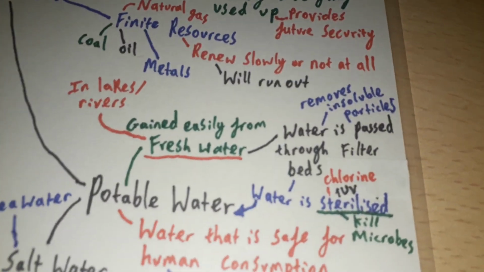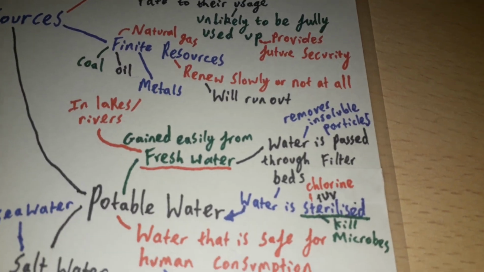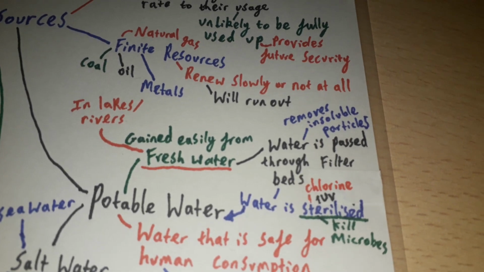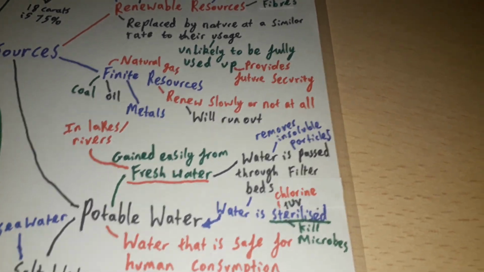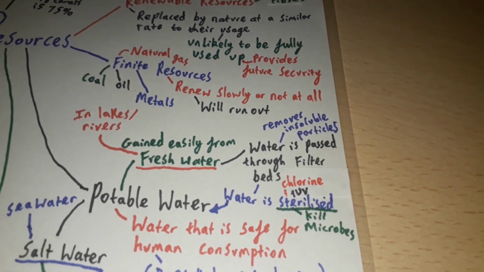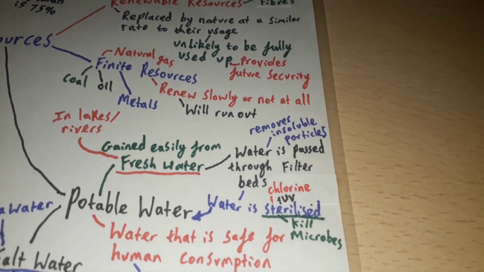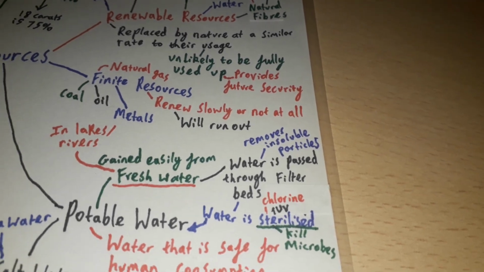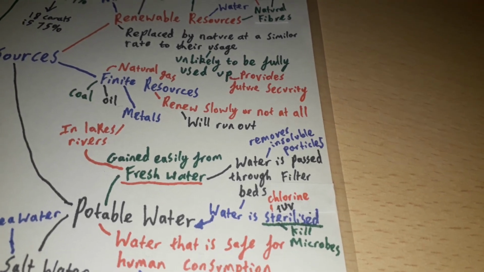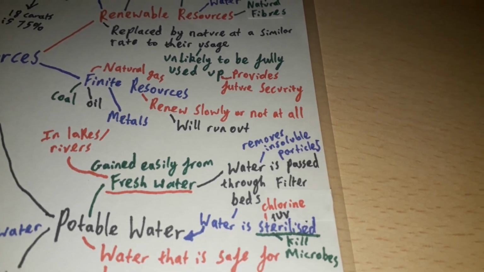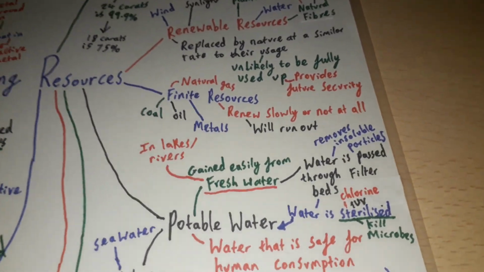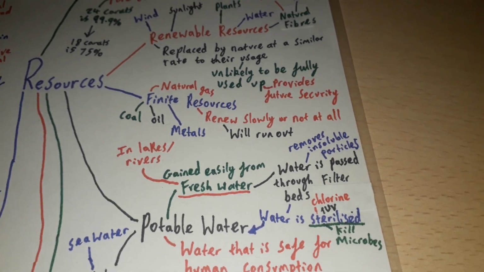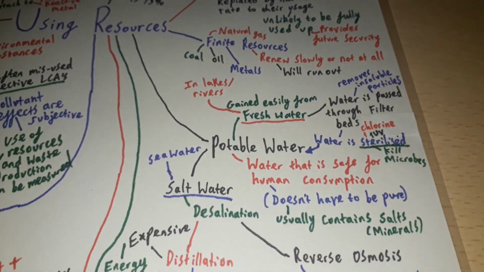First the water is passed through filter beds to remove the insoluble particles, which are the things that don't dissolve into the water. And then the water is sterilised to kill the microbes in it. This is done using either chlorine or UV light. The soluble particles don't need to be destroyed, like the salts, which can stay in there. So that's how we make potable water. We have to get rid of the microbes and the insoluble particles.